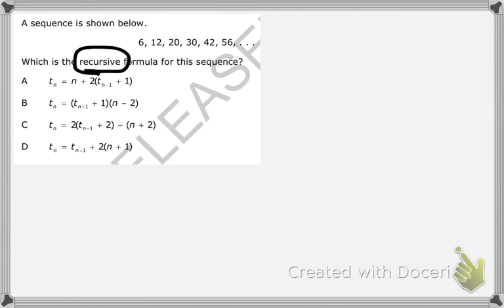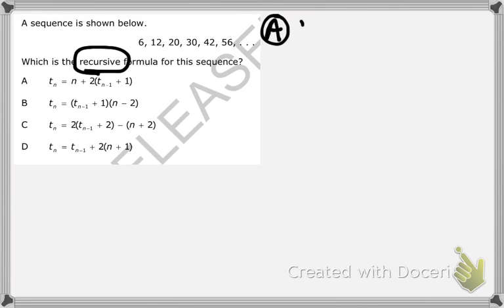So when you look at this, really the best way to do this is just to plug in. Start with A, plug in 6, see if it gives you 12. If it gives you 12, then plug in 12, see if it gives you 20, and just go through the process that way. So I'm just going to start with A.